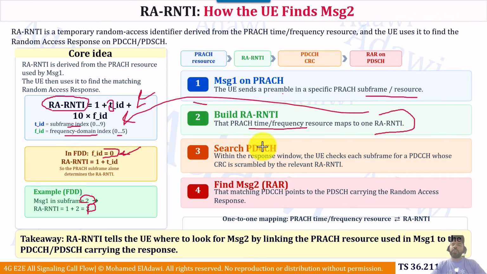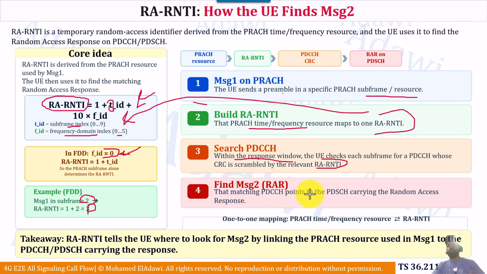Then once the user sends message 1, the network will be sending the PDCCH resources, and within the random access response message, there is something called the response window. This is one of the timers. I will be explaining this one in detail later on. The UE checks the subframe for the PDCCH scrambled by the relevant RNTI. So the user will be able to decode the PDCCH based on the RNTI.